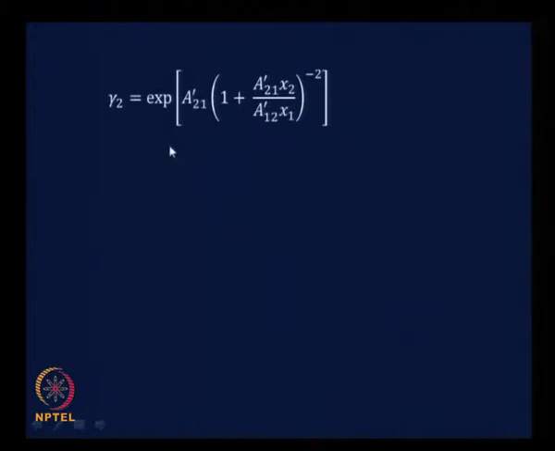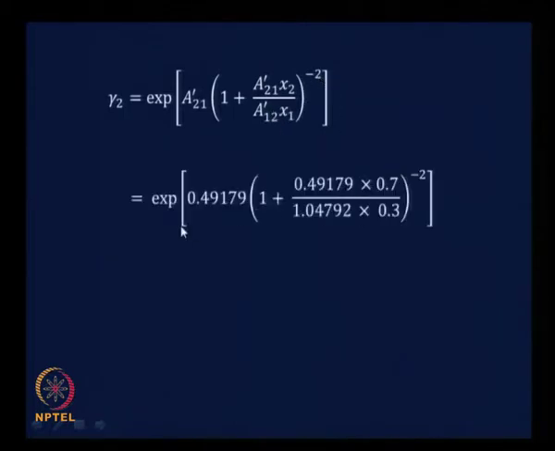And gamma 2, a similar expression that we have already seen, becomes exponential of A21 dash times 1 plus A21 dash x2 divided by A12 dash x1, the whole power minus 2. Substituting the values, 0.49179 for A21 dash and 1.04792 for A12 dash, 0.7 for x2 and 0.3 for x1, and doing the calculations on a calculator you will get 1.119 for gamma 2. What I would like you to note, we will note that a little later.